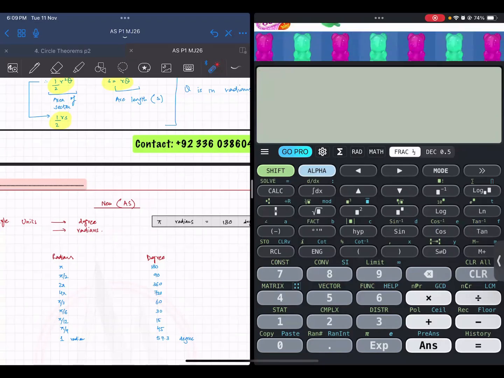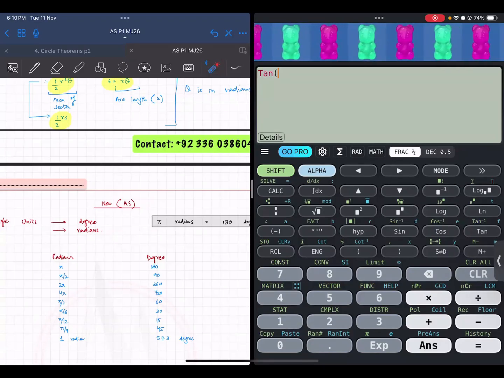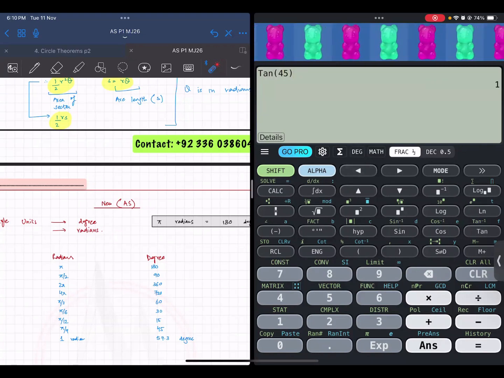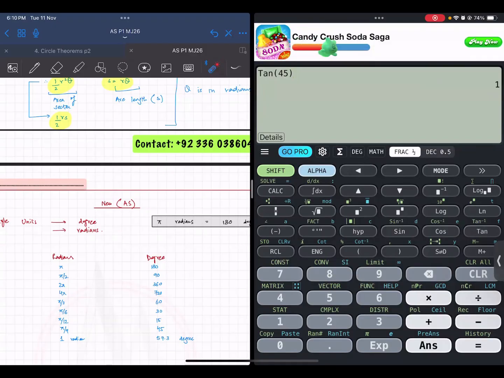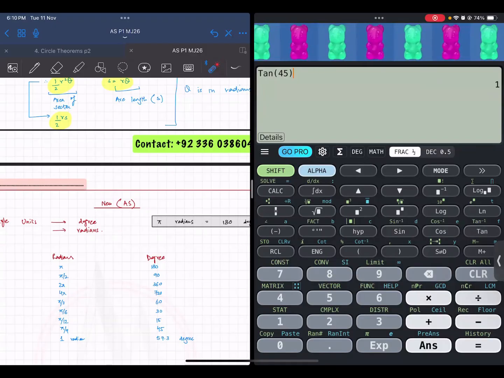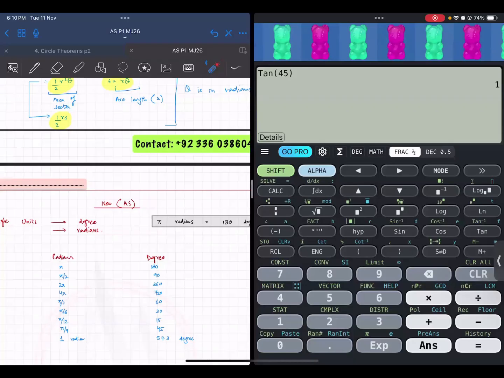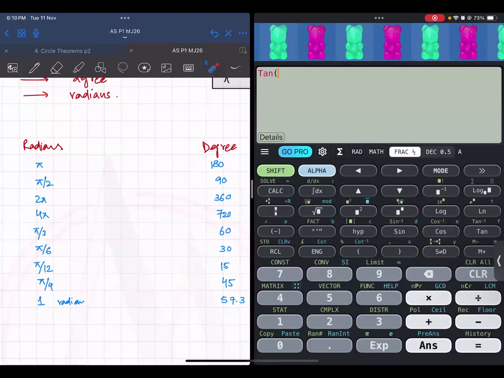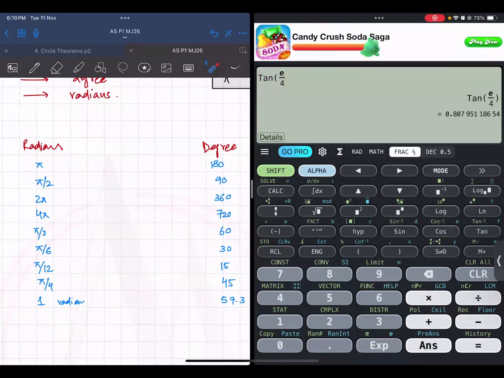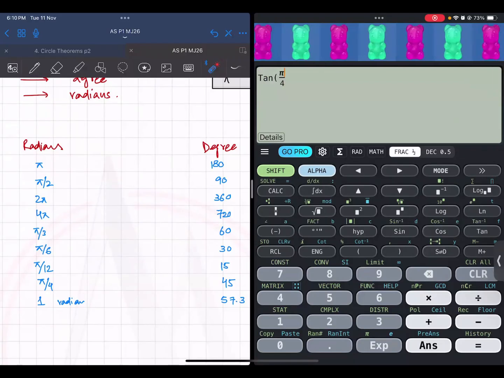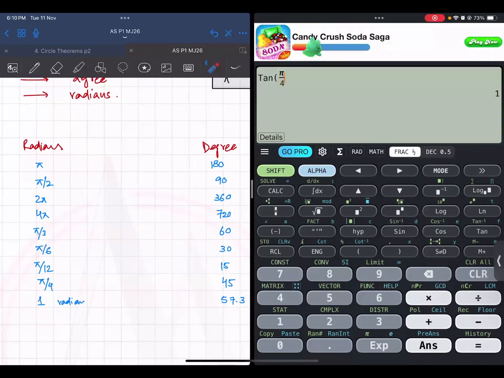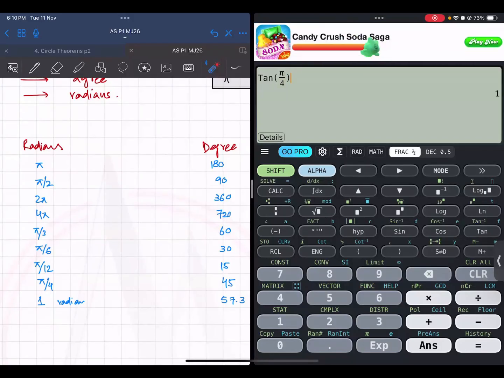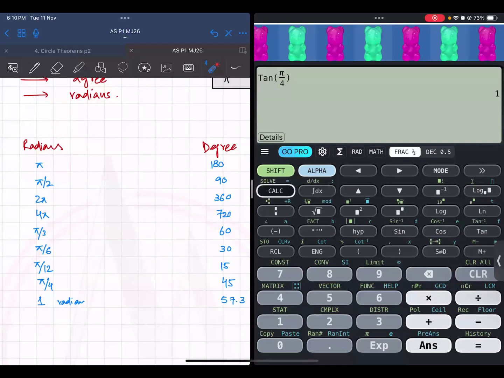Similarly, tan 45 is 1 in degree mode. 45 degrees, tan 45 degrees, it is 1. And if I want to do the same thing in radians, I know 45 is how much? Pi by 4. So tan of pi by 4, look, it is again giving me 1. So you have to convert your calculator to radian mode whenever you are using sine, cos, tan with the radians.